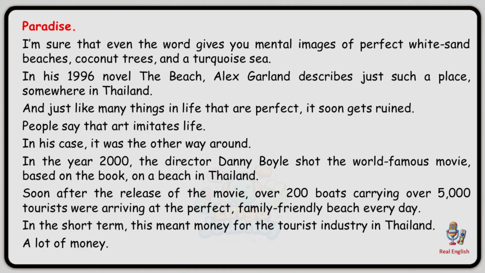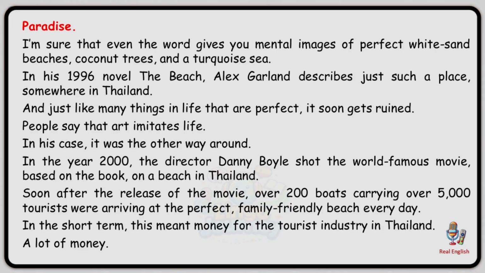Paradise. I'm sure that even the word gives you mental images of perfect white sand beaches, coconut trees, and a turquoise sea. In his 1996 novel, The Beach, Alex Garland describes just such a place somewhere in Thailand. And just like many things in life that are perfect, it soon gets ruined. People say that art imitates life. In his case, it was the other way around.